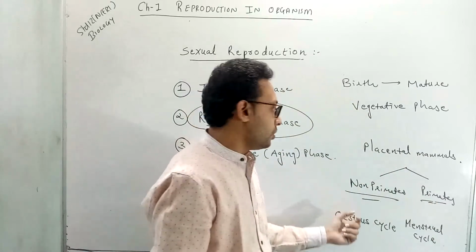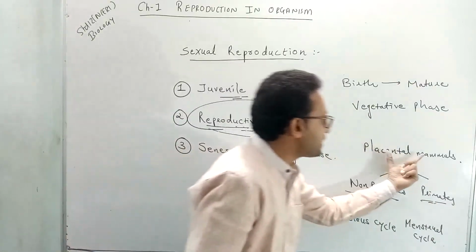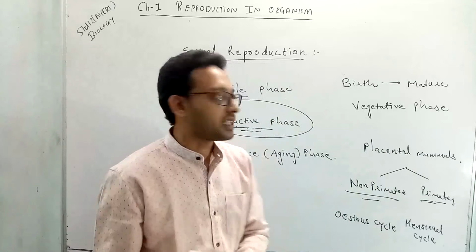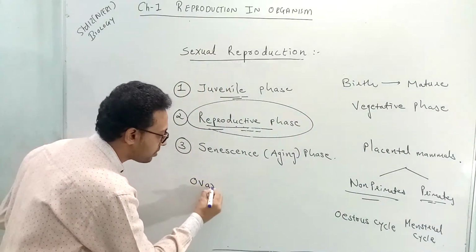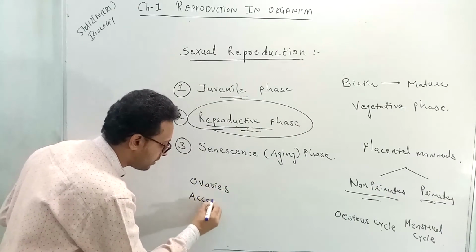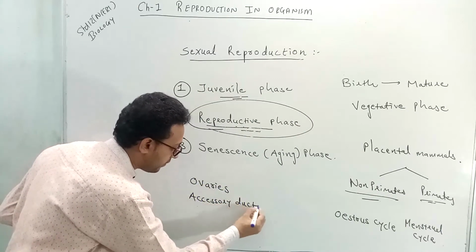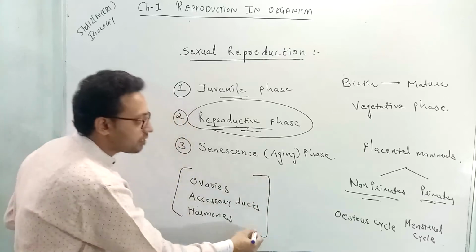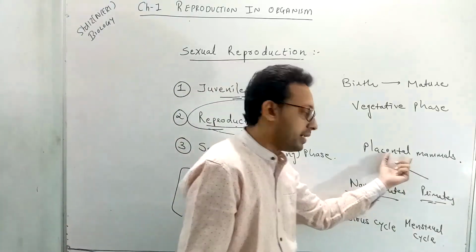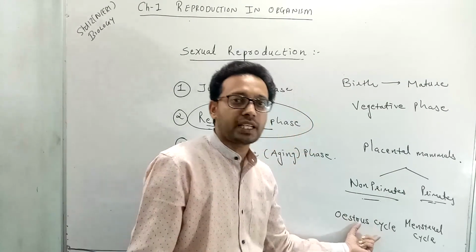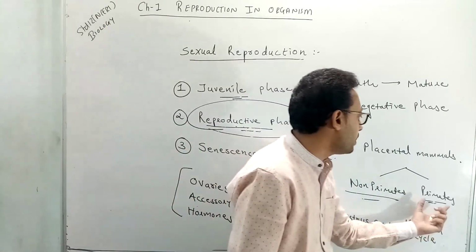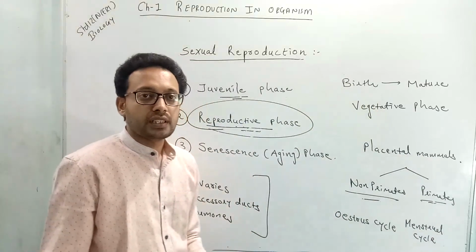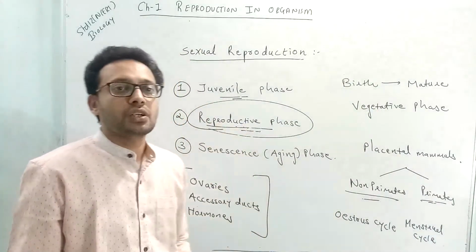Clear, students? So during the reproductive phase of placental mammals, in a female there are certain cyclical changes. Cyclical changes occur in what? In the ovaries, accessory ducts, and the level of hormones. If these cyclical changes occur in a female of a non-primate placental mammal, they are termed the estrus cycle. And the same kind of changes in primates of placental mammals are called the menstrual cycle. They can reproduce, and this is their reproductive phase.